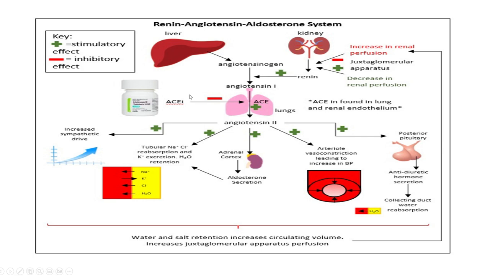So if you inhibit the action of ACE, then you're blocking the formation of angiotensin II. So you block all of these downstream effects, right? If all of these downstream effects act to increase blood pressure, then blocking angiotensin II formation through an ACE inhibitor is going to act to decrease blood pressure, right? So again, patients with hypertension.